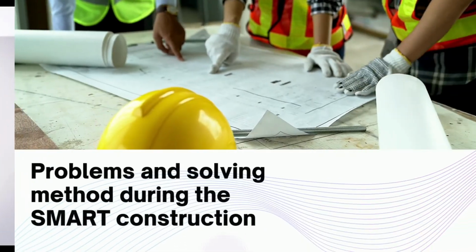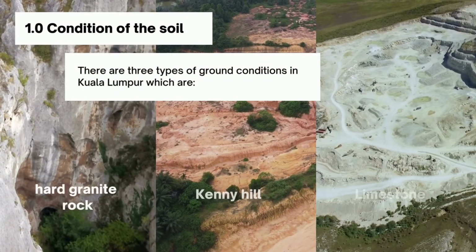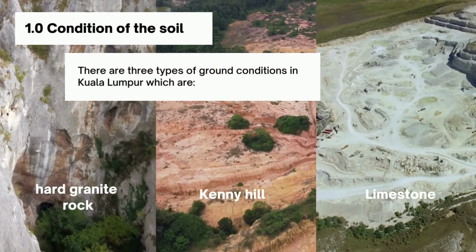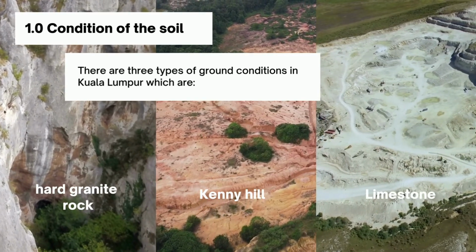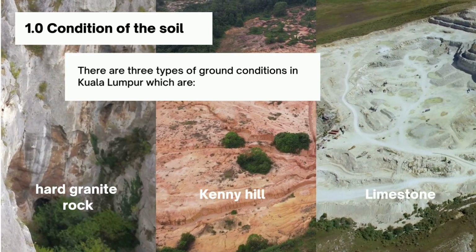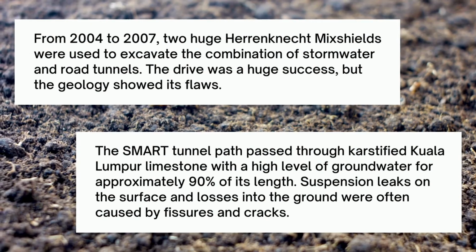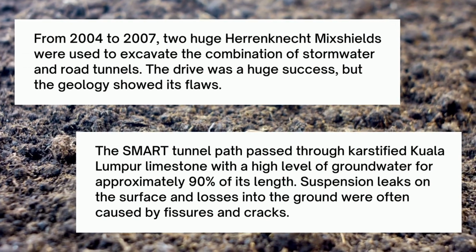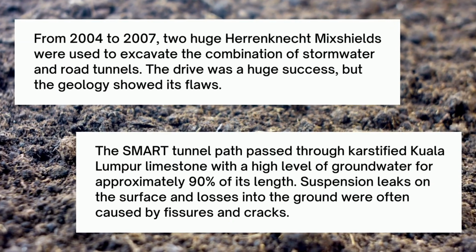Moving on to the next one, problems and solving method during the SMART construction. The first one, condition of the soil. In Kuala Lumpur, there are three types of ground condition, which are hard granite rock, schist mixed geology known as the Kenny Hill Formation, and limestone parts. From 2004 to 2007, two huge Herrenknecht mixed shields were used to excavate the SMART tunnel. The drive was a huge success, but the geology shows its flaws.